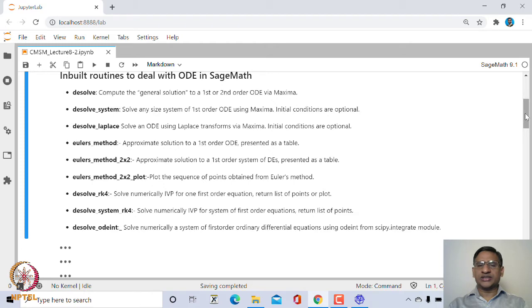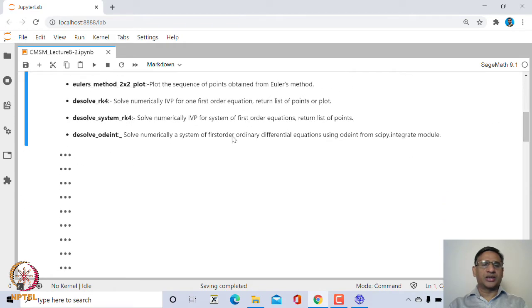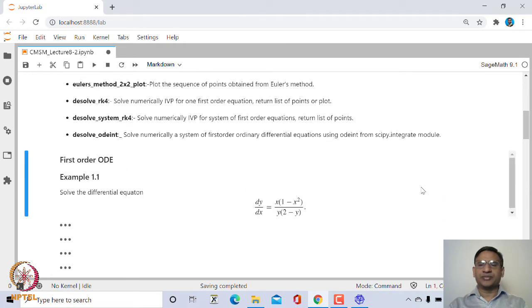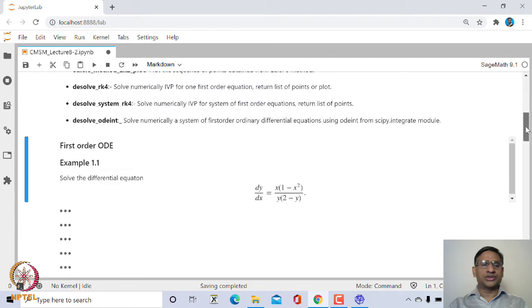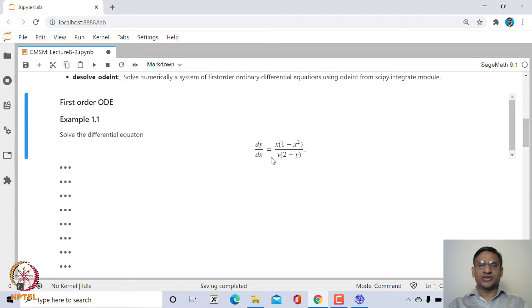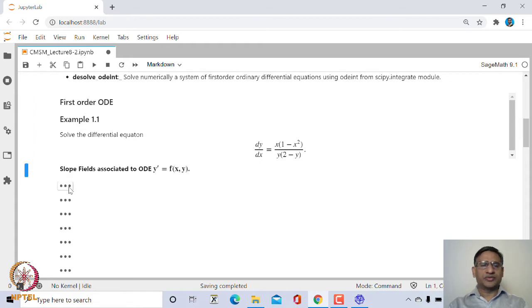Right. Now let us start with an example. Suppose we want to solve this first order differential equation, dy/dx equal to x times (1 minus x squared) upon y times (2 minus y). First, we will look at how to plot the slope fields associated with this differential equation.